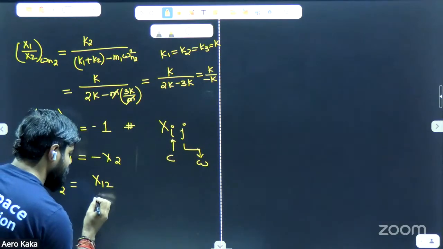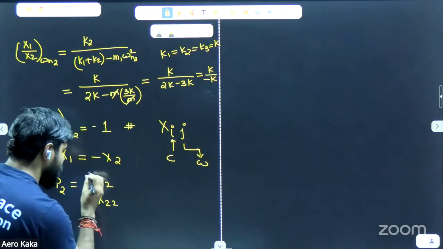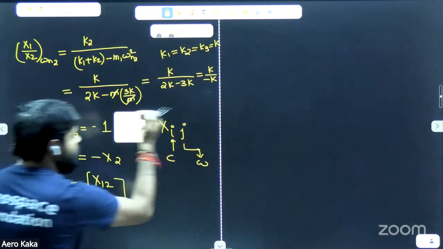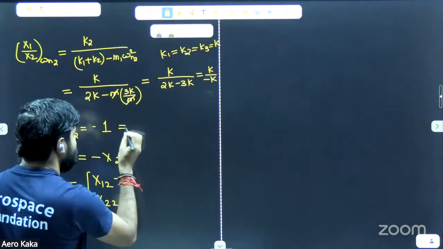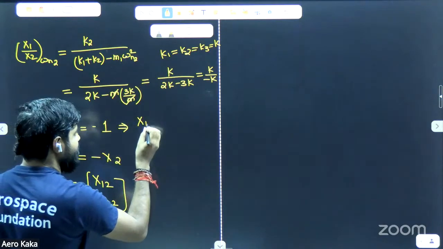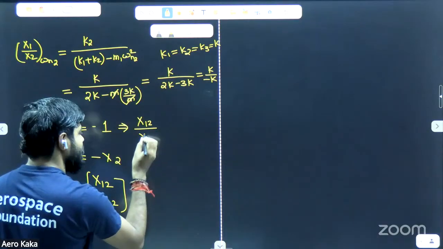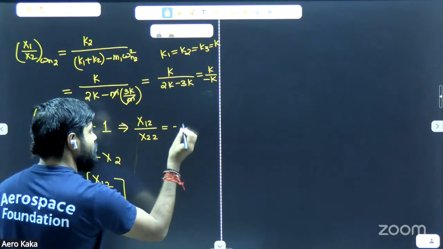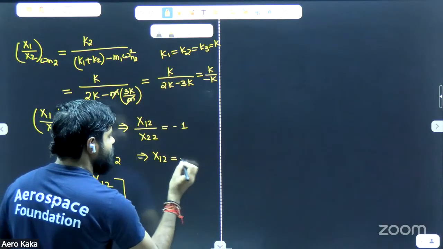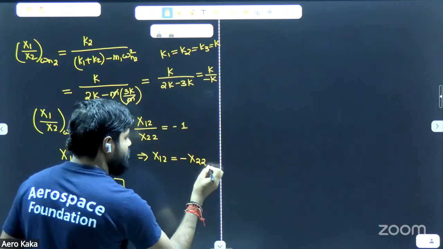x12 and x22. Take care. And if you want to take the ratio of these two, I can still write the same value. I can write it as x12 divided by x22, with u equal to -1. It leads to what? It means x12 is nothing but minus of x22. Done?